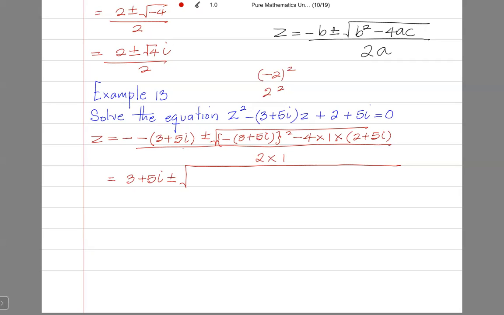So if it is negative or positive, the square is going to come out the same. So I could just simply work this as 3 plus 5i squared. Whether it's negative or positive, the answer will come out the same. Minus 4 into 2 plus 5i. Stay with me. This is over 2. This is 3 plus 5i.